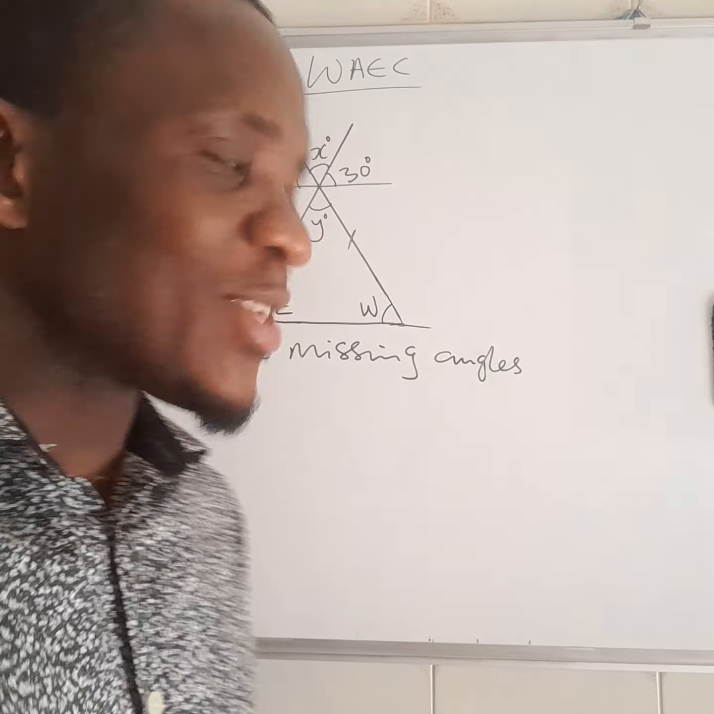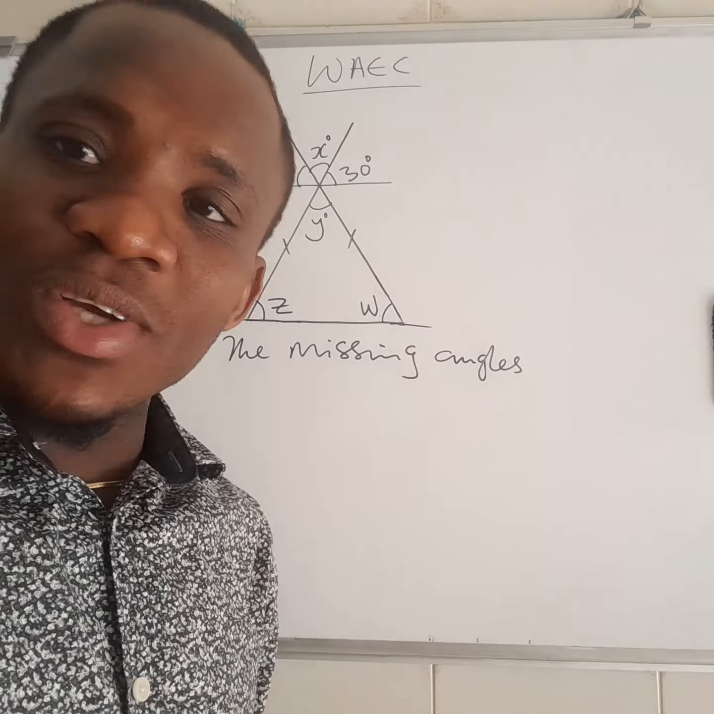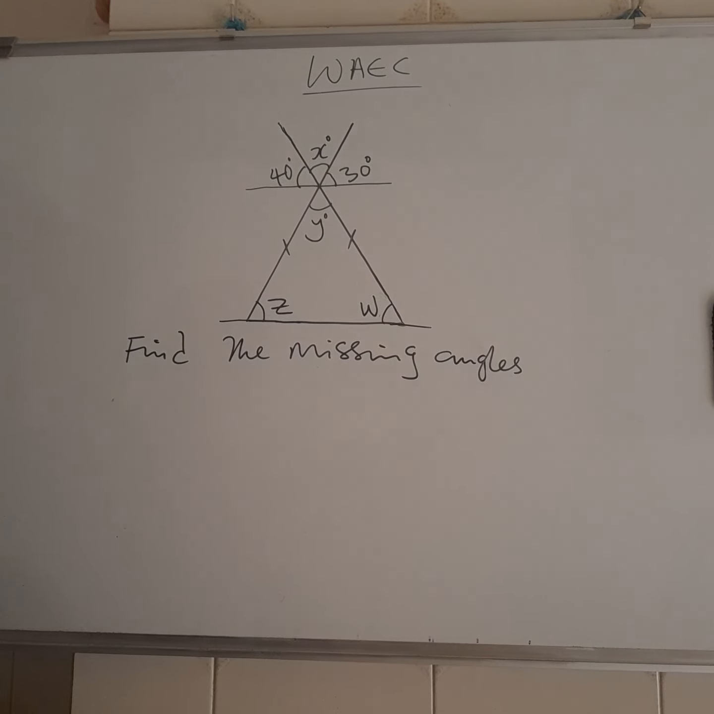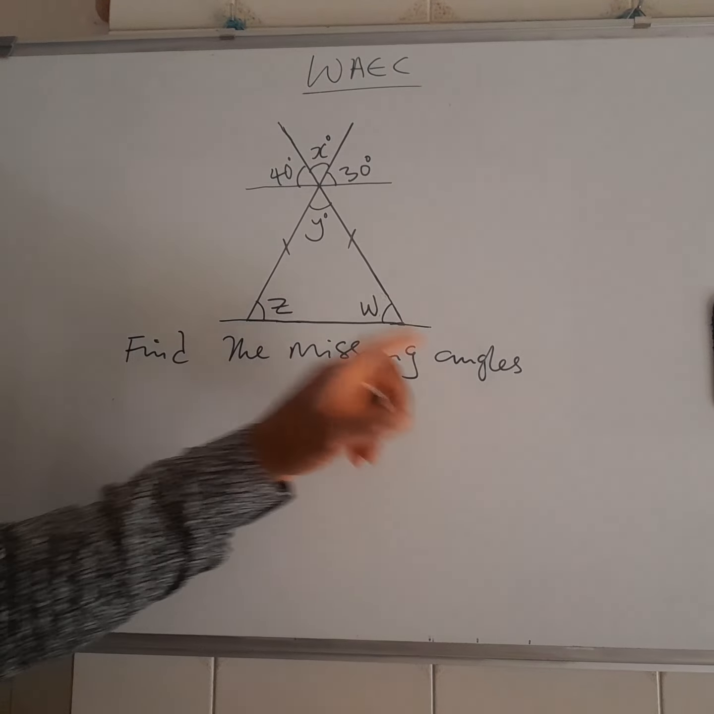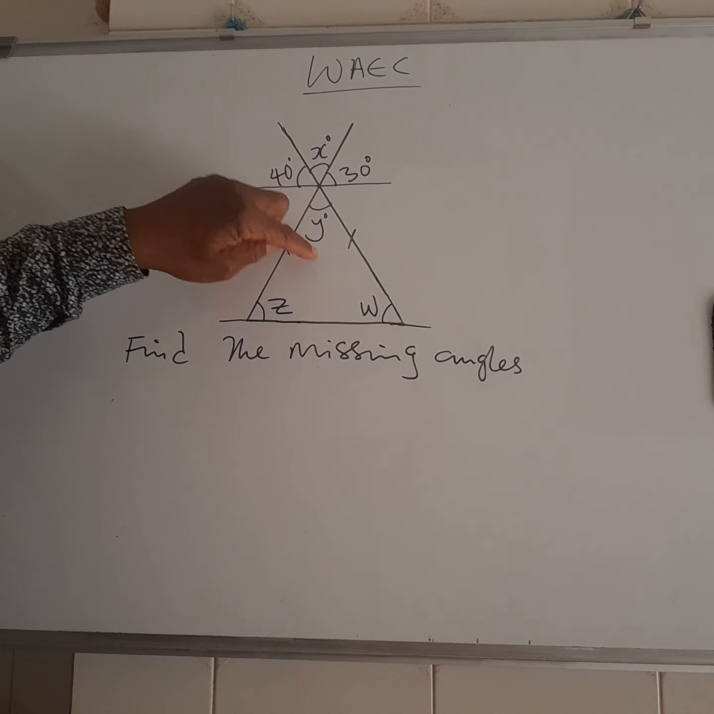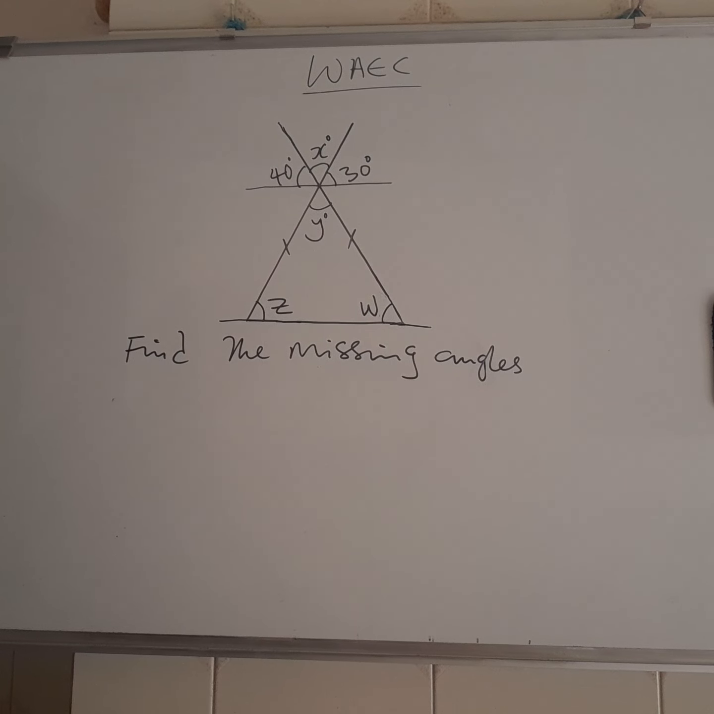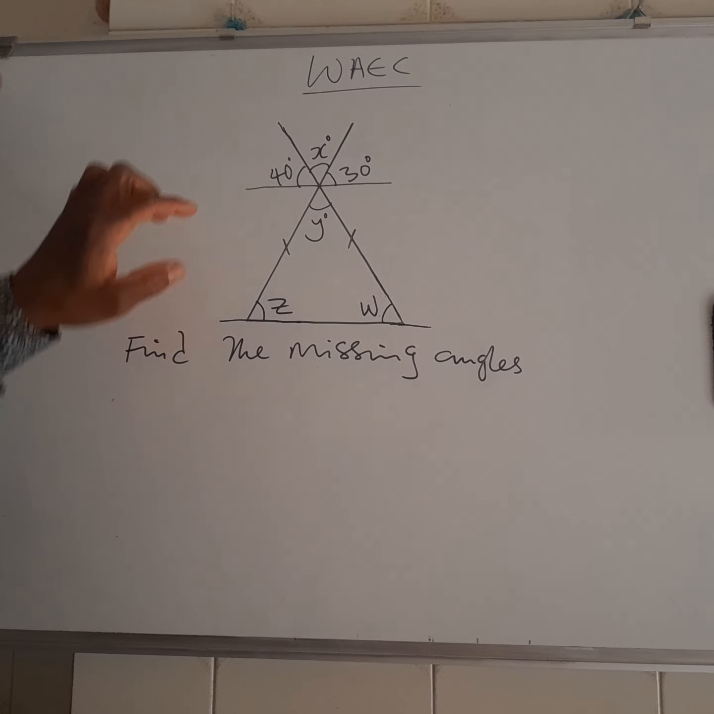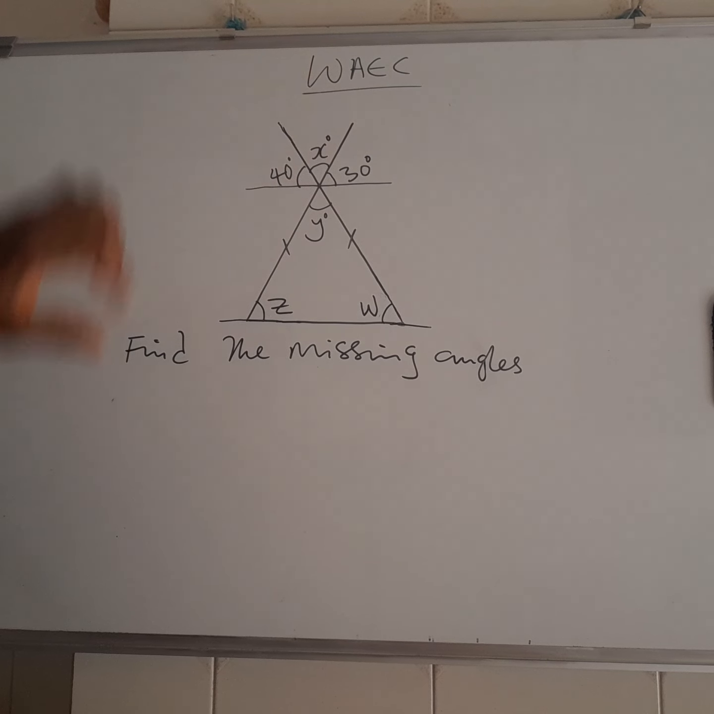In today's lesson, let us provide a solution to this past WAEC question before us. The question says we should find the missing angles, angle X, Y, Z, and W. So first, to start with, let us concentrate on the top of this figure.